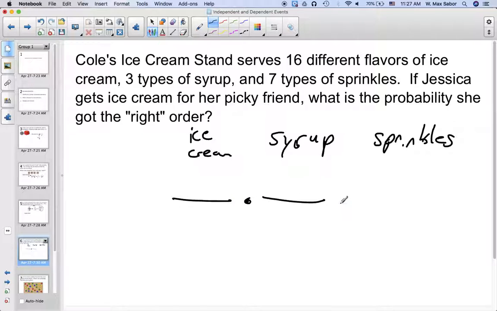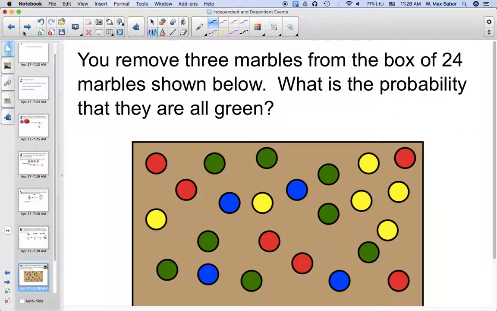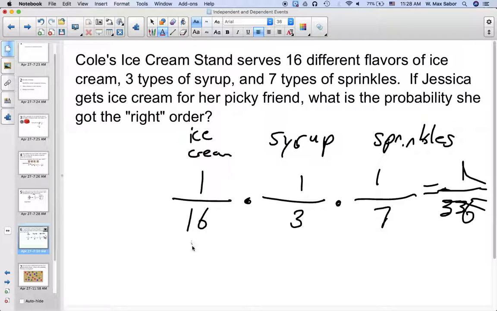There are 16 choices for the ice cream, and because she's picky, only 1 is right. 3 types of syrup, and only 1 is right. 7 types of sprinkles, and only 1 is right. So we multiply these together, and we get 1 out of 336. You remove 3 marbles from the box of 24 marbles shown below. This is independent, because each choice does not affect future choices.